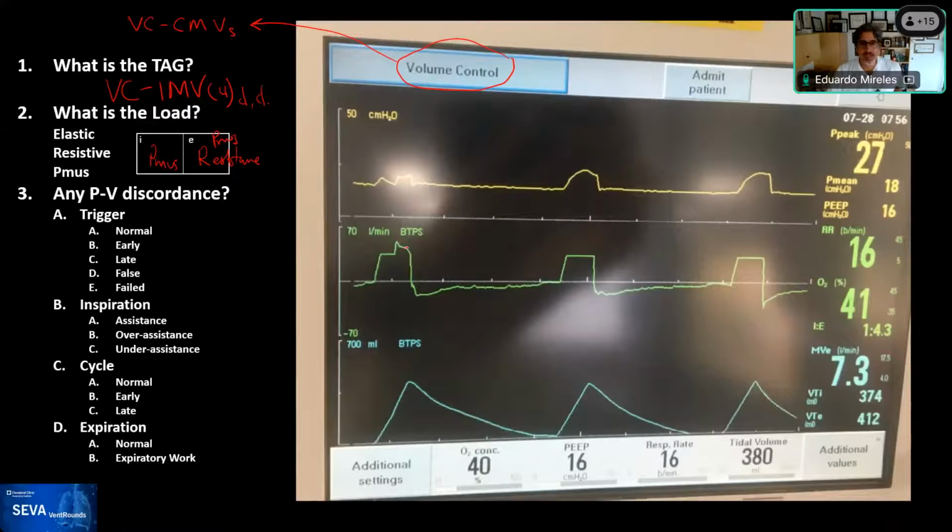Your eyes should then move back to look at what triggered the breath. And in this case, we don't see any change. Actually, you don't even see a drop in pressure in any of those two breaths, right? And the flow is not crossing above baseline, and there's no change in the flow waveform. So this is an early trigger on breath 1 and 2.